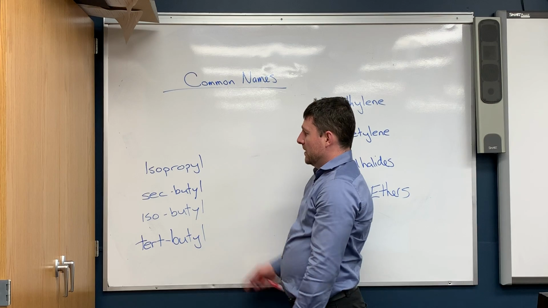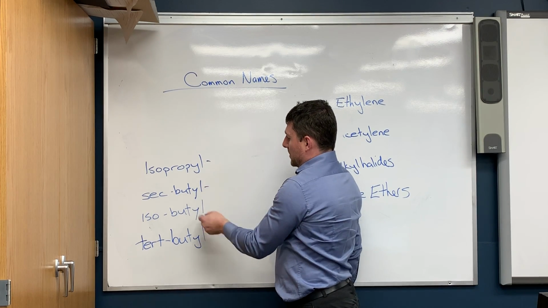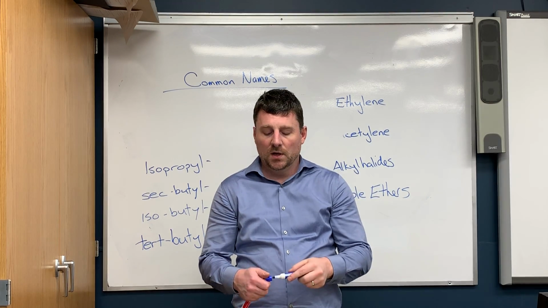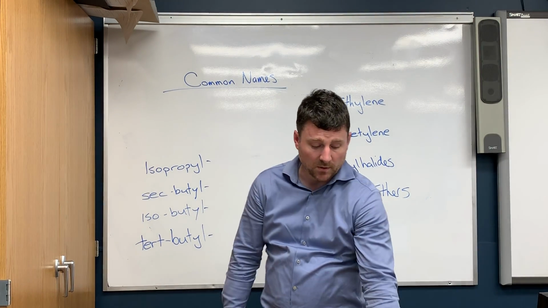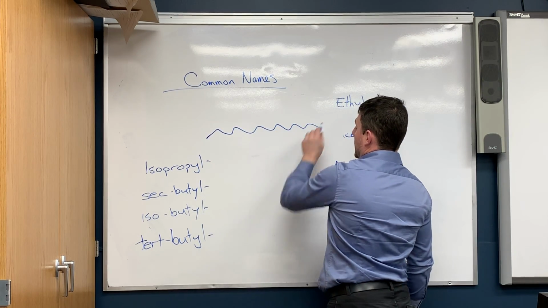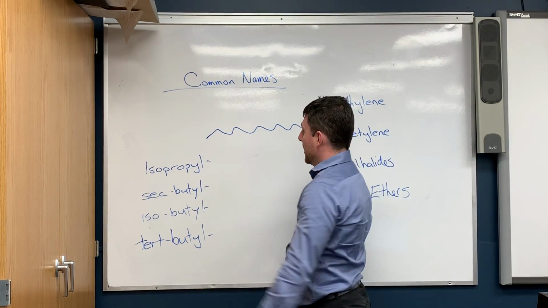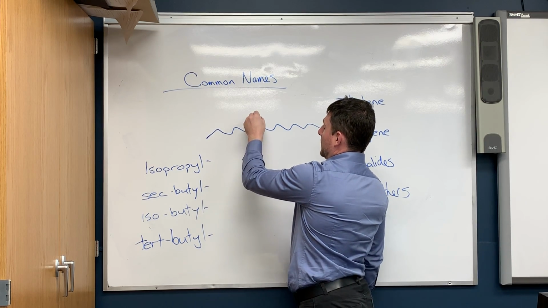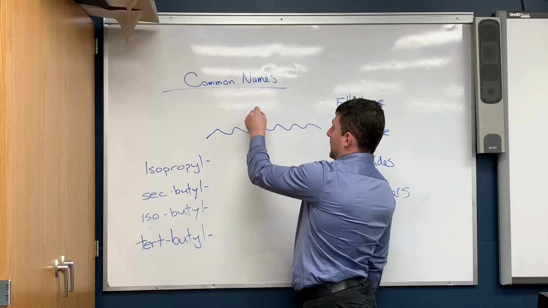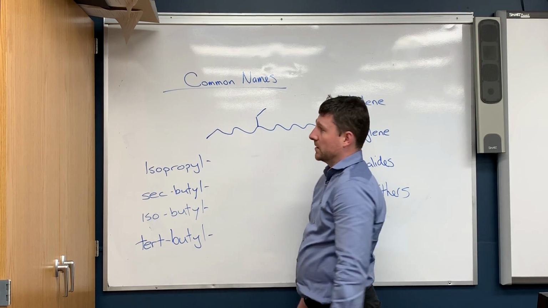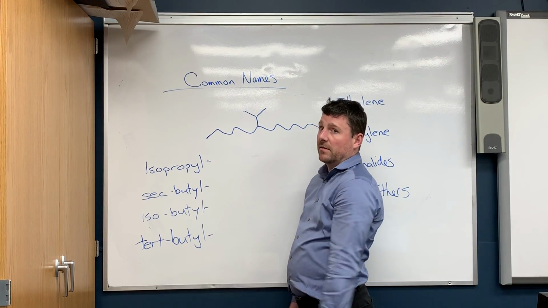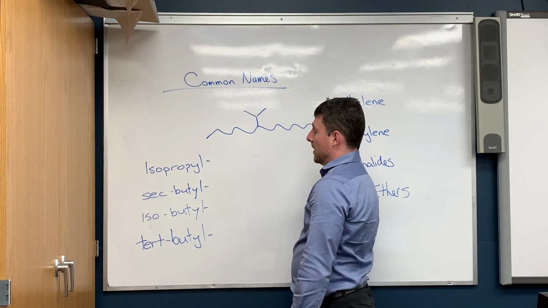Now, isopropyl, sec-butyl, isobutyl, and tert-butyl are common names for our complex branches. Remember when I had the big long carbon chain and I put a branch within a branch. So let's say that I go up here. If I put a 2 carbon branch like this, 1, 2, and then I put a methyl group coming off of that, it would be a 1-methylethyl.